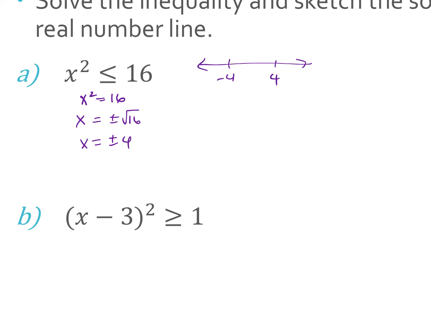And then I plug in a point from the left, from the middle, and from the right to test our points. So if I plugged in, let's say, -5, I'm going to plug it in here. -5 squared less than or equal to 16. 25 is not less than or equal to 16. So I rule that section out.